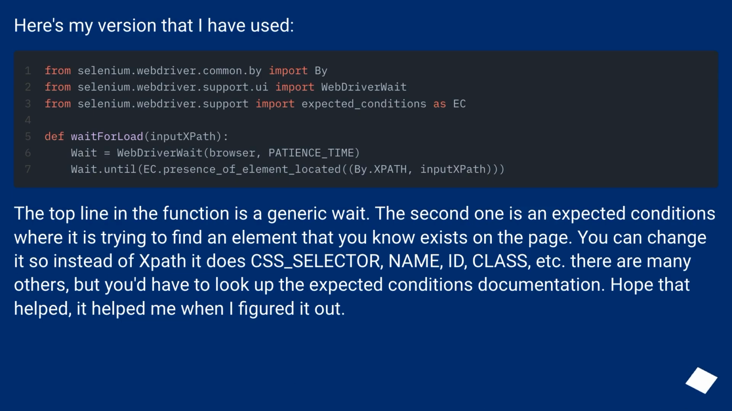Here's my version that I have used. The top line in the function is a generic wait. The second one is an expected condition where it is trying to find an element that you know exists on the page. You can change it so instead of XPath it does CSS selector, name, ID, class, etc. There are many others, but you'd have to look up the expected conditions documentation. Hope that helped. It helped me when I figured it out.